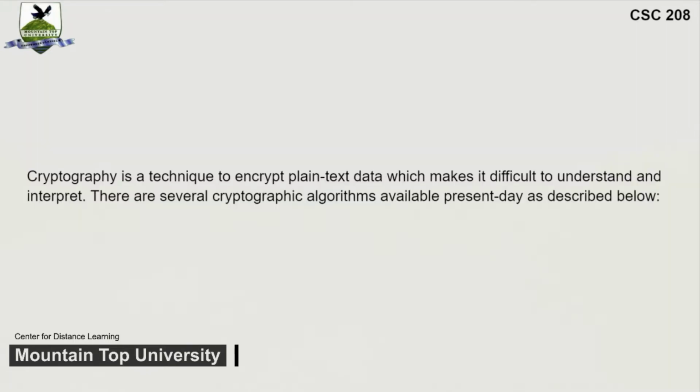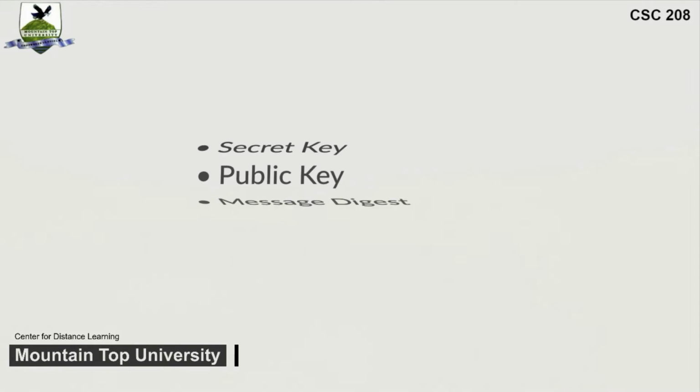Cryptography is a technique to encrypt plain text data, which makes it difficult to understand and interpret. There are several cryptographic algorithms available at present, as described below: secret key, public key, and message digest.